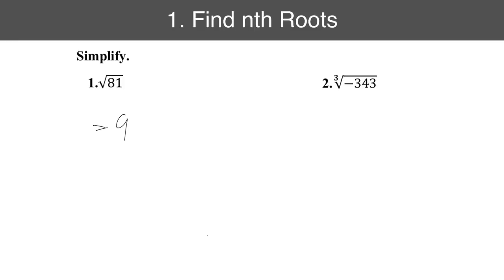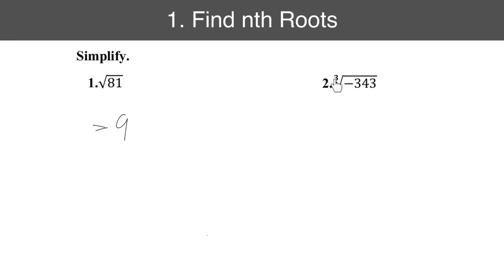Now, one that gets a little more complicated is number 2 over here. We're taking the third root of negative 343. So this time, we're not doing square roots like we're used to over here, like on number 1. We're taking third roots. So what number to the third power will be negative 343? Now, something we're not used to here, a lot of times when we see a negative underneath this square root or this radical, we think it's not possible or it's an imaginary number.